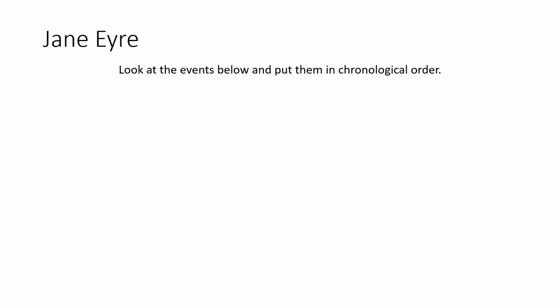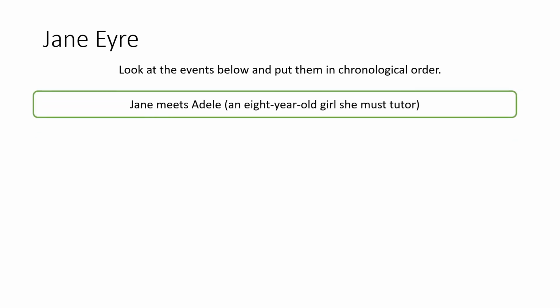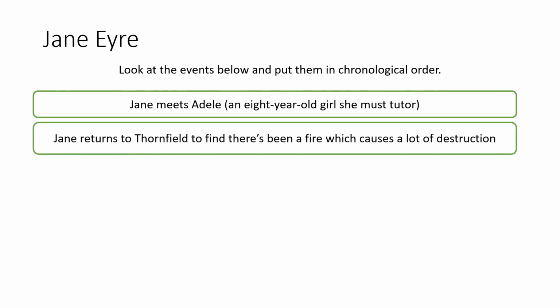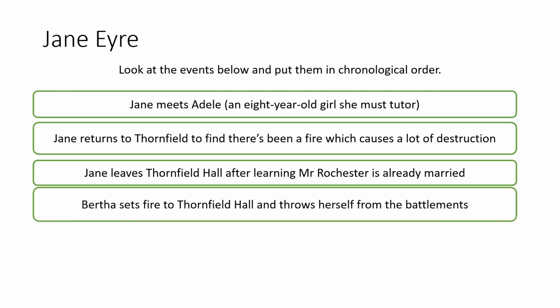Look at the events below and put them in chronological order. So the first one says then, Jane meets Adele, an 8-year-old girl she must tutor. Jane returns to Thornfield to find there's been a fire which has caused a lot of destruction. Jane leaves Thornfield Hall after learning that Mr. Rochester is already married. Bertha sets fire to Thornfield Hall and throws herself from the battlements.